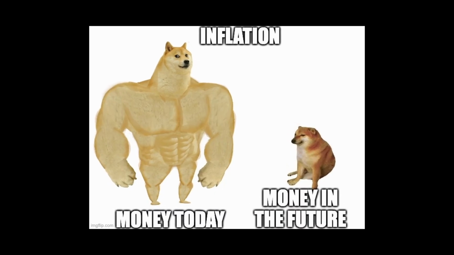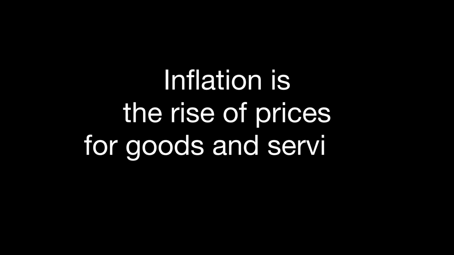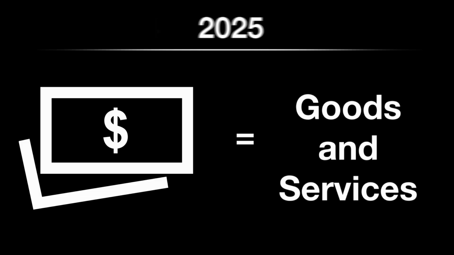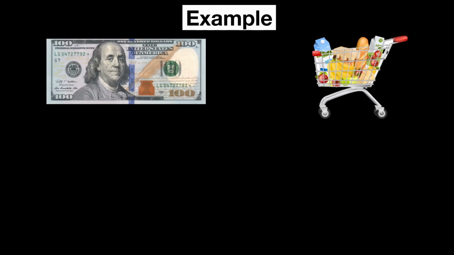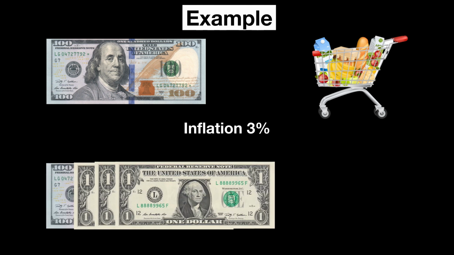What is inflation? Inflation makes money lose its purchasing power over time. In other words, inflation is the rise of prices for goods and services as time passes. This means that with the same amount of money, we can buy less in the future than today. For example, if you spend $100 on groceries today and inflation is 3% a year, you might have to spend $103 next year for the same items.